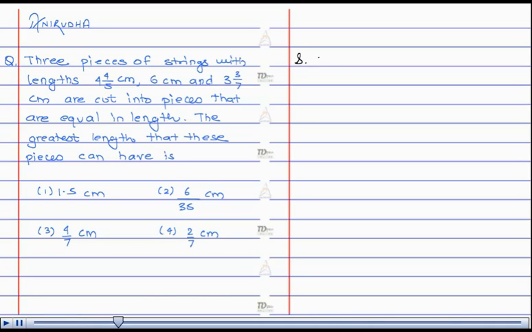The three lengths given to us are 24/5 cm, 6 cm and 24/7 cm. Now we have to find the greatest length that these pieces can have. The greatest length is nothing but the HCF of the three lengths.